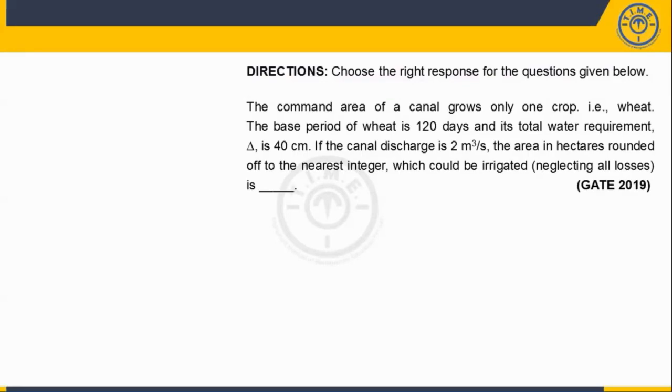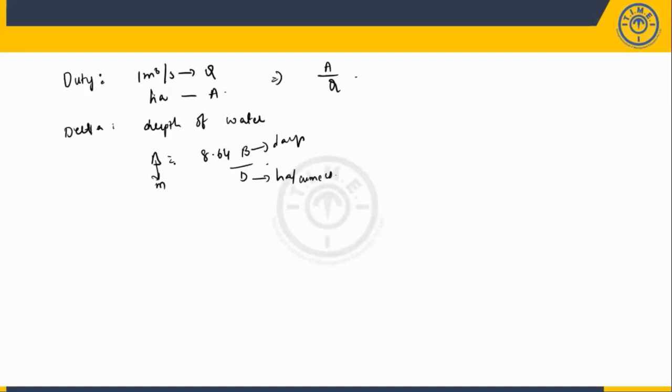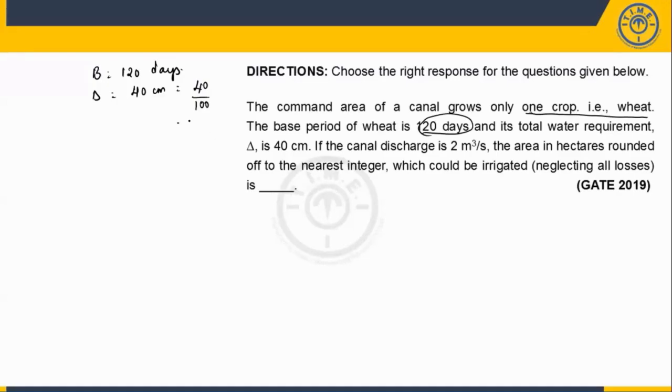Shall we do this? The command area of a canal grows only one crop, that is wheat. Base period of wheat is how much? 120 days. Base period B is given as 120 days. Total water requirement delta is how much? 40 centimeter. But I want delta in which unit? Meter. Delta should be in meter. So 0.4 meter.